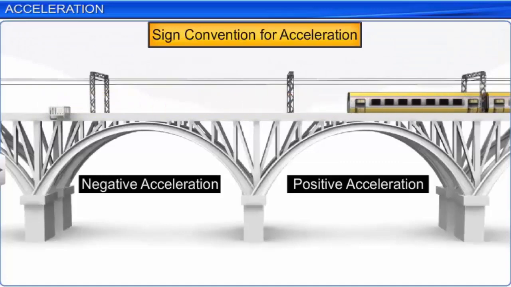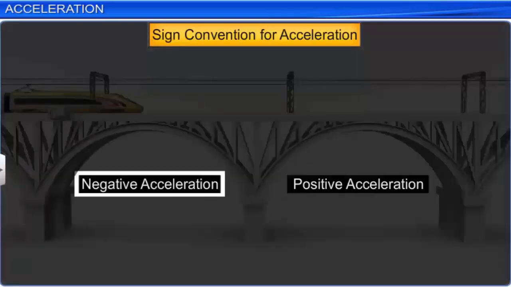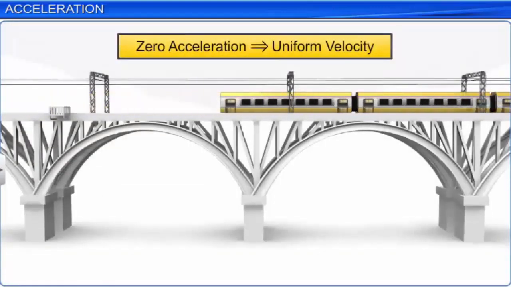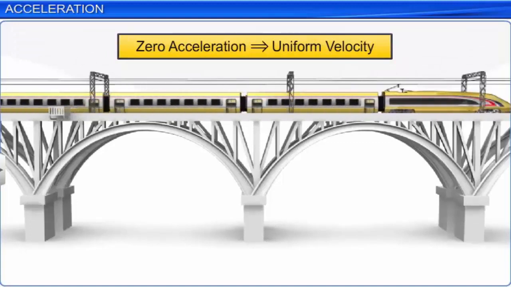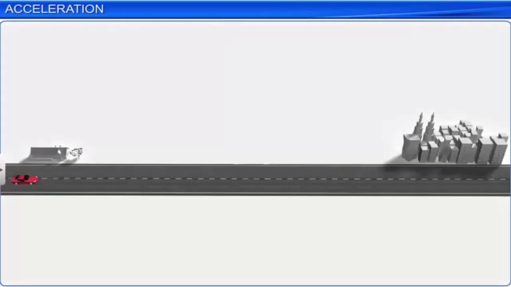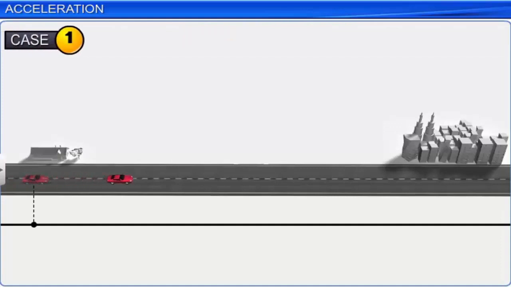Zero acceleration stands for uniform velocity. That is, the velocity does not change with time. Let us consider cases where acceleration is positive. Case 1. Let us consider a body, say, a car moving along a straight line, that is, from point A to B, with increasing magnitude of velocity. The body is said to be moving in the positive direction.